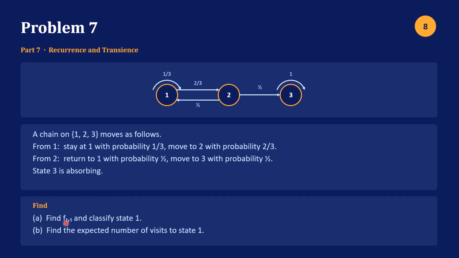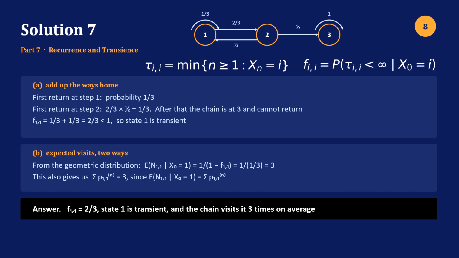Then 2 questions. Find the probability that, having started in state 1, you eventually come back. If that probability is less than 1, then the state is transient. So we're being asked to classify the state. In fact, it is transient, but we need to verify that. And then find the expected number of visits to state 1. I have the solution on this slide. I copied a few things down just to help you out.